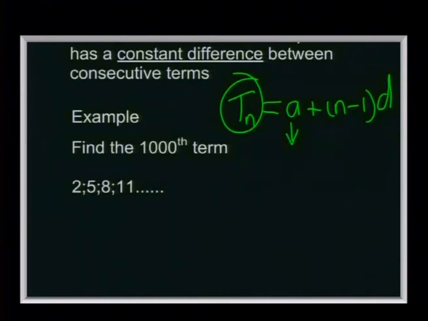A stands for the 1st term. Very important that we need to know where our number pattern starts. So A stands for the 1st term. N again stands for which term. Which term do you want? If you wanted the 5th term, then n would be 5. If you want the 10th term, then n would be 10.